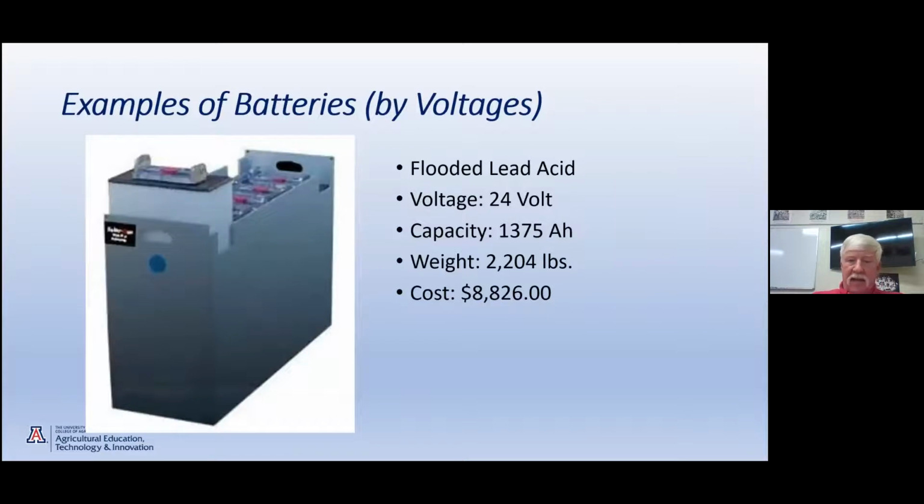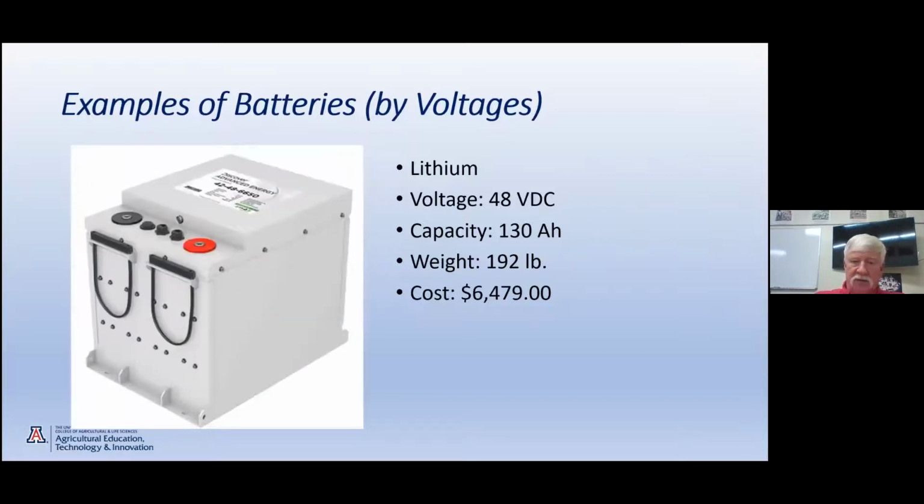Here's a flooded lead acid in a 24 volt, 1,375 amp hours. Look at the weight, 2,200 pounds. And then the actual cost, $9,000. So this is maybe more on the commercial side or on a very large system. So again, giving you an idea a little bit about the costs and what it's going to take to put these together. And here's the lithium, 48 volts, 130 amp hours. This one is 192 pounds, $6,000 on the cost of it.